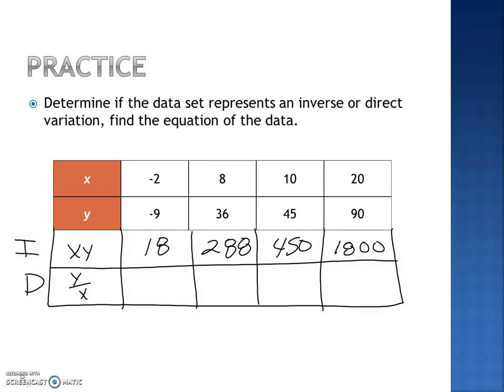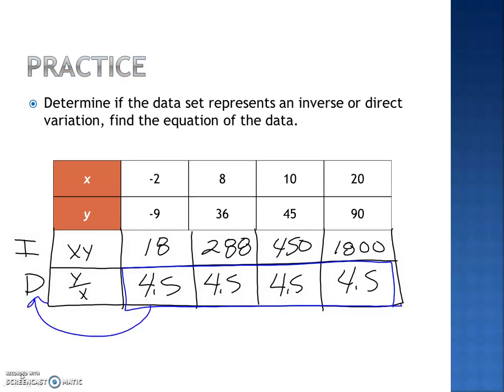Okay, so the next one that I do, direct variation, y divided by x. -9 divided by -2 gives me 4.5. 36 divided by 8 gives me 4.5. 45 divided by 10 gives me 4.5. 90 divided by 20 gives me 4.5. These rows all match up, so that tells me that this is an example of direct variation, and its k value is 4.5.